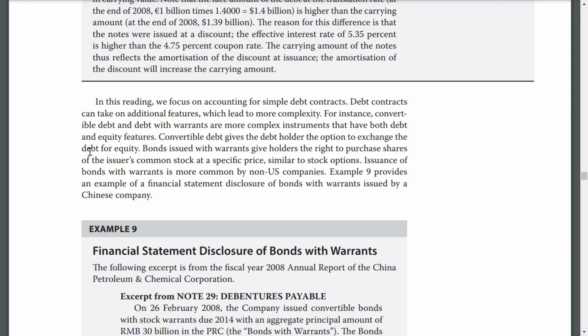Convertible debt gives the debt holder the option to exchange the debt for equity. Bonds issued with warrants give holders the right to purchase shares of the issuer's common stock at a specific price. Similar to stock options, issuance of bonds with warrants is more common among non-U.S. companies. Example 9 provides an example of financial statement disclosures of bonds with warrants issued by a Chinese company.